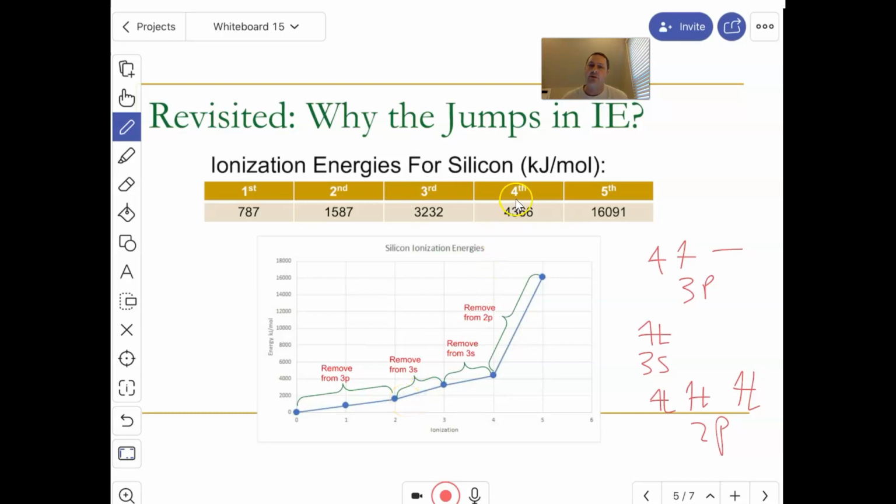Why are we seeing a jump between the 4th and the 5th ionization? Because we were removing from the 3s, and now we are removing down an energy level into the 2p. So that would be your answer for silicon.